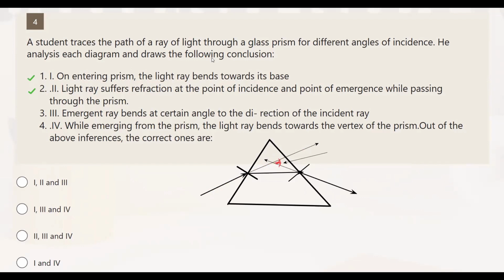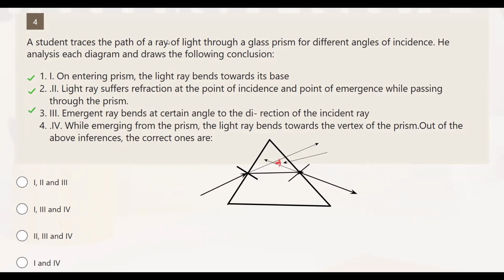Now coming to the third option here, it says the emergent ray bends at certain angle to the direction of the incident ray. Yeah, that is also correct, as we know that the incident ray and the emergent ray are not parallel. In fact, they are bending with some angle. That's why we say this is correct. So the third option is also correct.